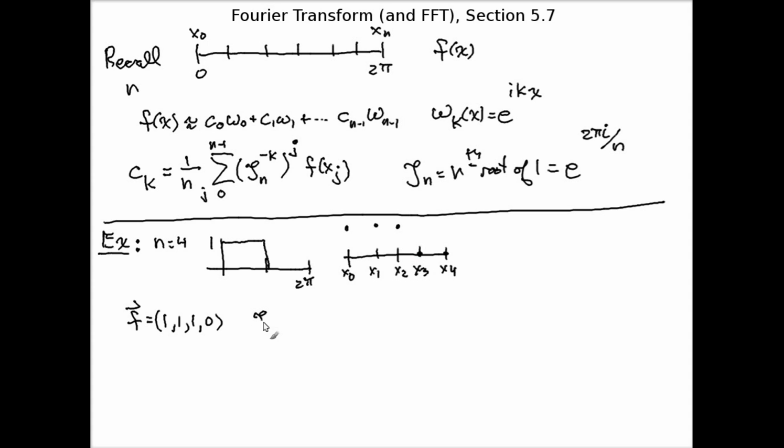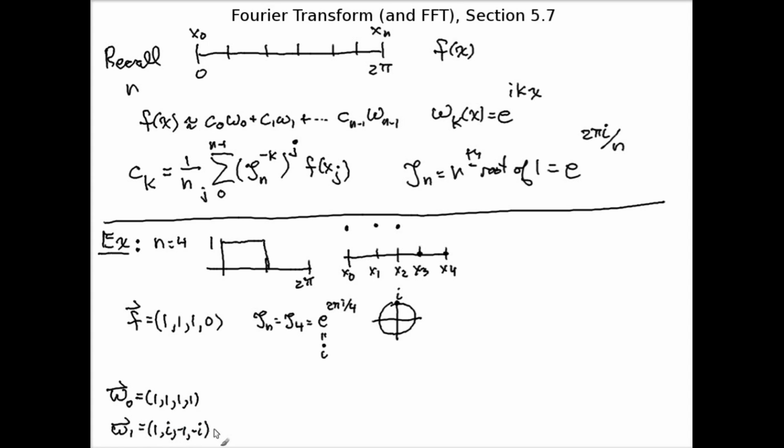So in this case, let's compute zeta n, which is to say zeta 4, which is e to the 2 pi i over 4. And if you draw a picture of the circle, which I always recommend, 1/4 of the circle is right here, and that's i, so this is the number i. And we make the following 4 vectors. Well, omega 0 is 1, 1, 1, 1, and omega 1 is the powers of zeta, which is, say, 1, i, minus 1, minus i.